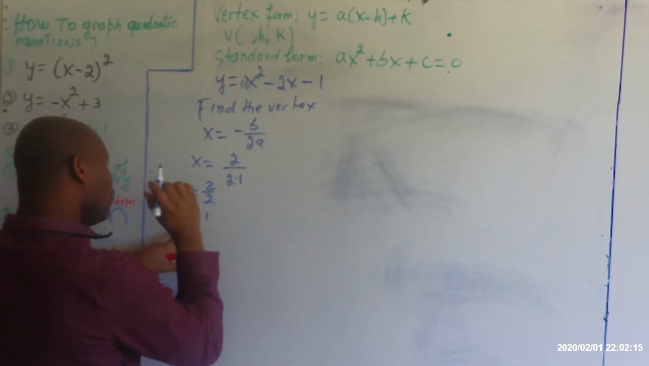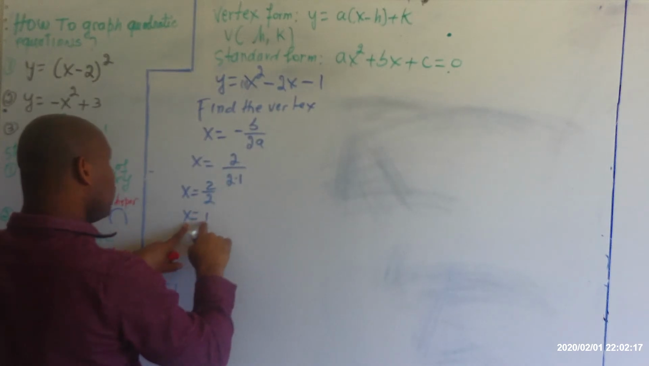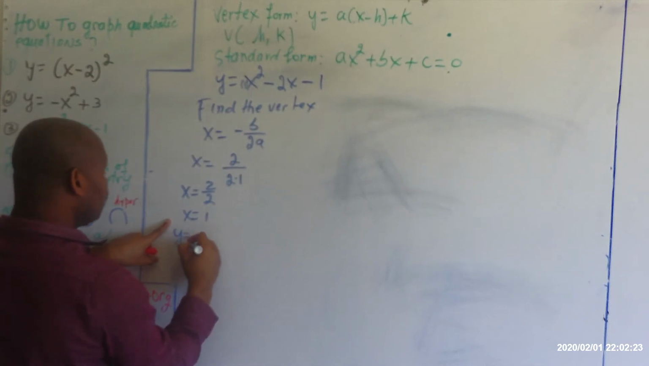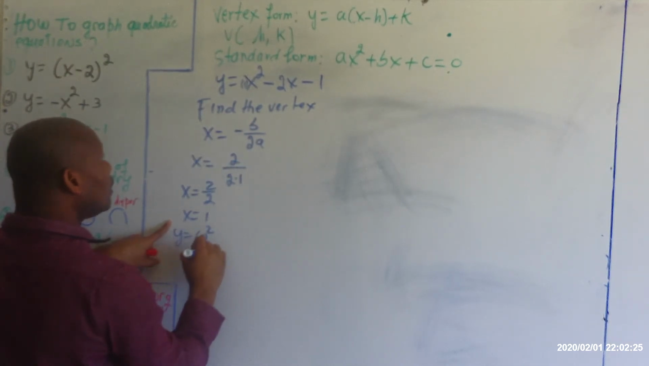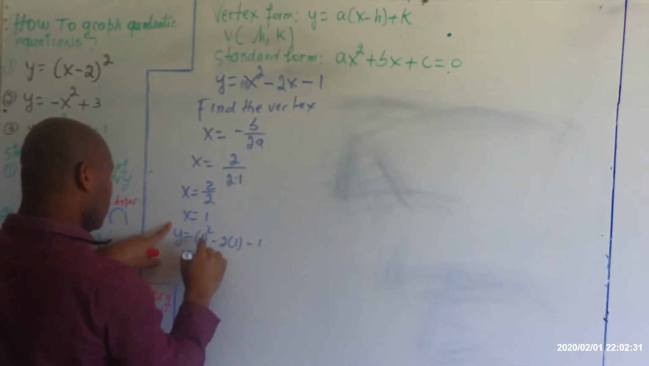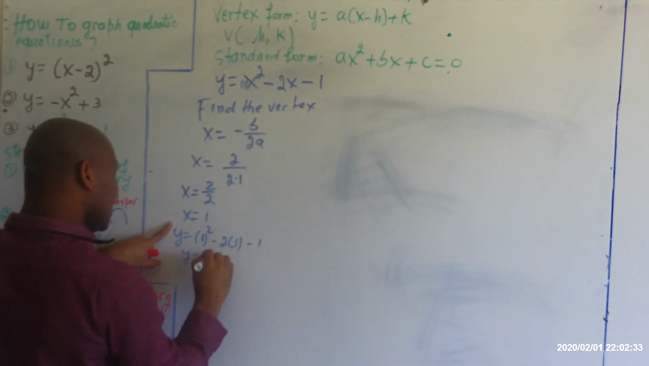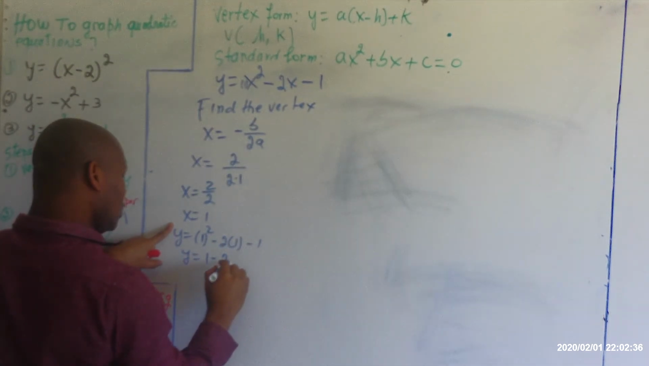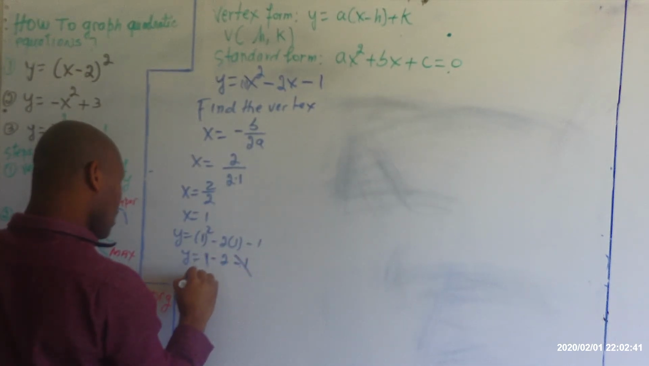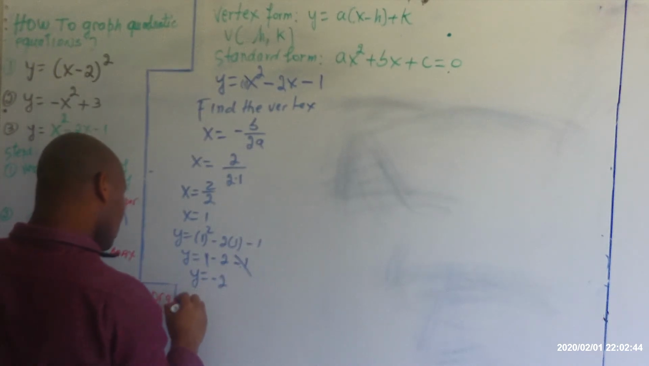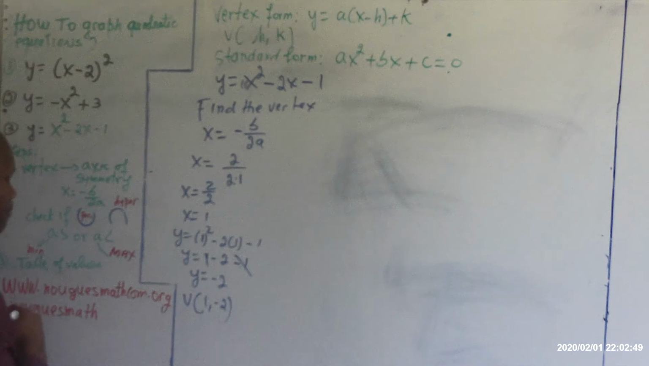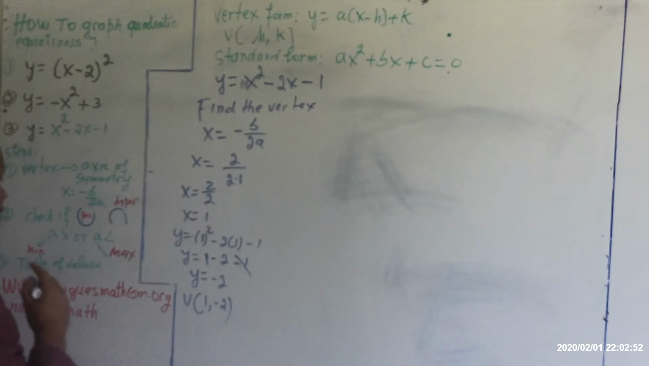To find the second coordinate, you need to replace x equal 1 inside the function. Let's do that. y equals 1 squared minus 2 minus 1. 1 power 2, that's 1. Negative 2, and negative 1. So negative 1, positive 1, that cancels. y equals negative 2. So the vertex is going to be 1 and negative 2. I'm done with the first step.